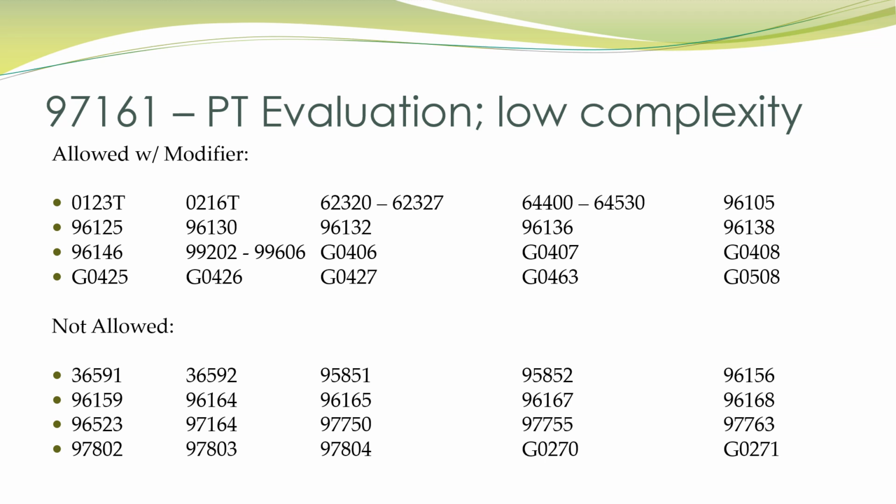So these are the PTP edits for 97161, the PT evaluation, low complexity. You'll see there are many codes here. The top codes here are allowed with the modifier. The ones on the bottom are not allowed. So you'll see on the bottom here, the ones that are important, the reevaluation code, and a number of different assessment codes. And that's basically how it works.